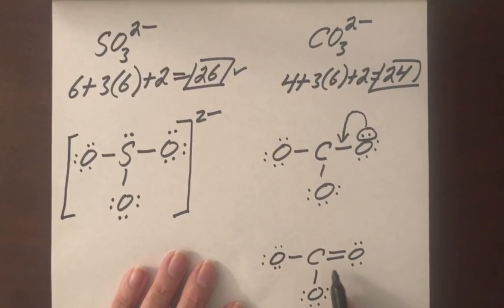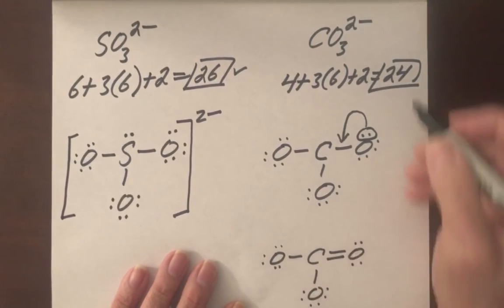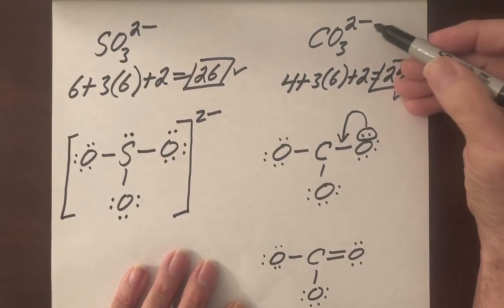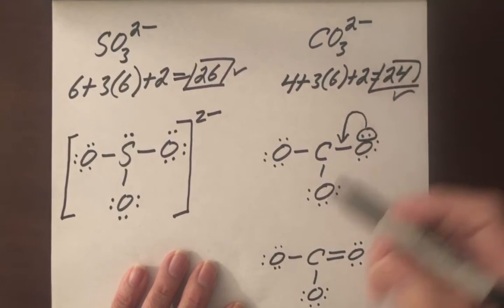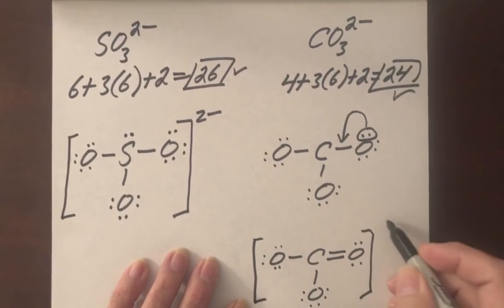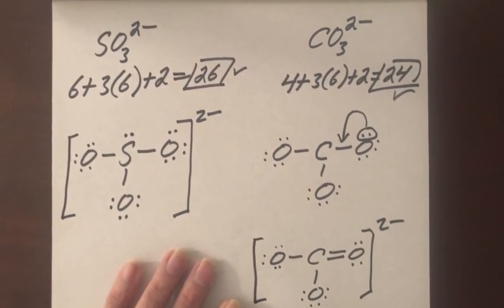So now I've used 24 electrons, which is the number that I need to use, and every atom is surrounded by 8. Again, it's an ion with a negative charge, so I'll put it in brackets and indicate the charge. Try another.